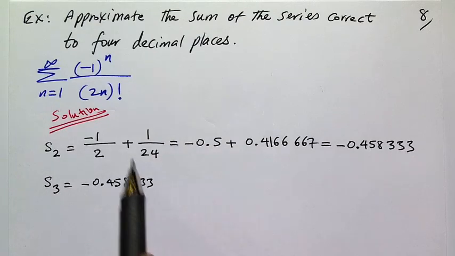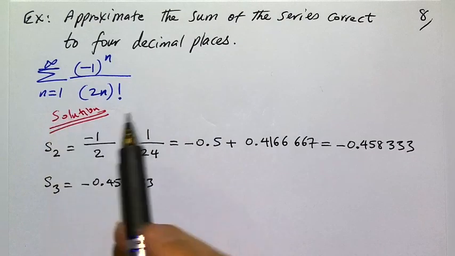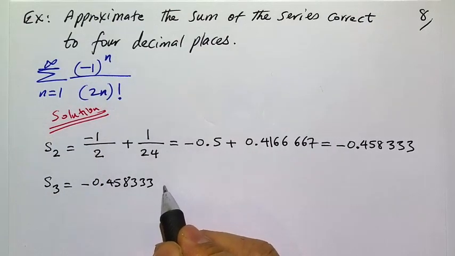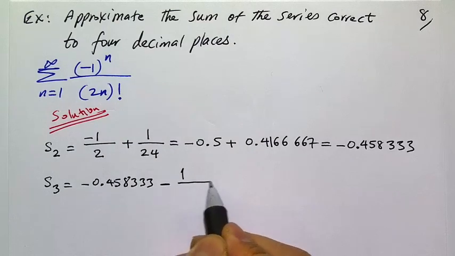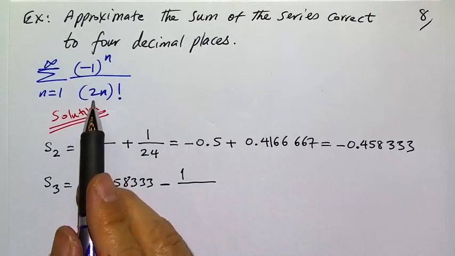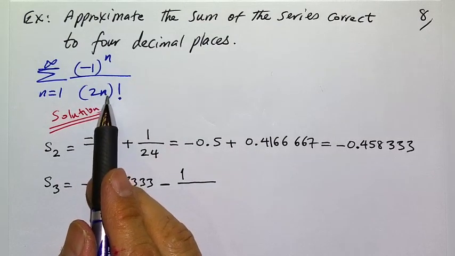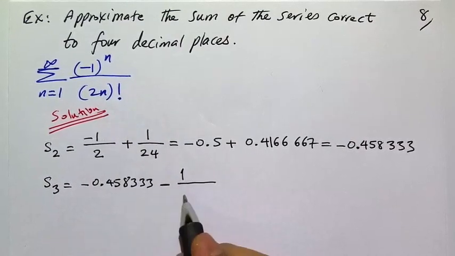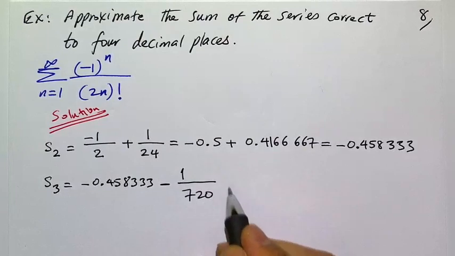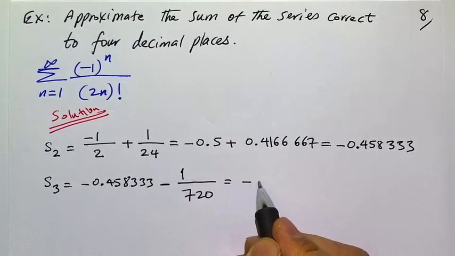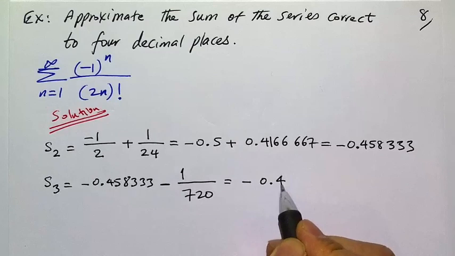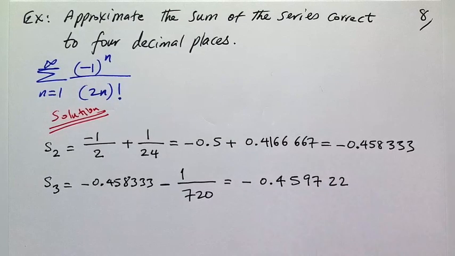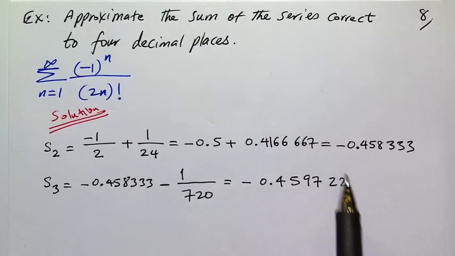And I'm going to the next one. When n equals 3, this minus stays, right? Minus 1 cubed, we will have minus 1 over 720. That would be 6 factorial. So when n equals 3, we will have 6 factorial, which is 720. And then what I ended up getting is minus 0.459722.